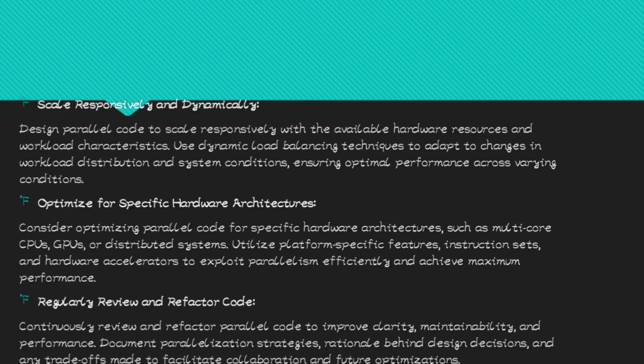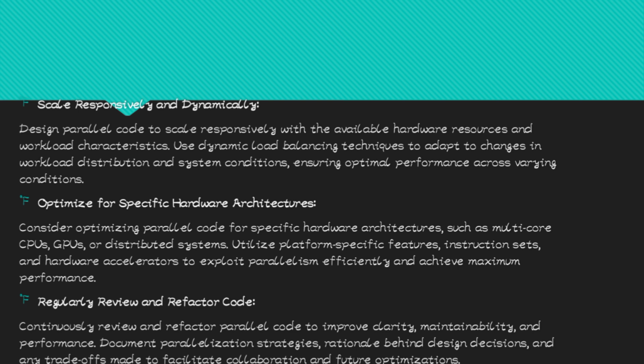Then scalable, responsive. So another is scale responsively and dynamically. So design parallel code to scale responsively with the available hardware resources and workload characteristics. Use dynamic load balancing techniques to adapt to changes in workload distribution and system conditions, ensuring optimal performance across variable conditions. Like that, don't use static load balancing. It will be static, it won't even balance the load.